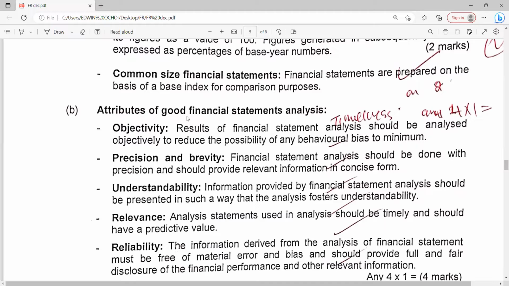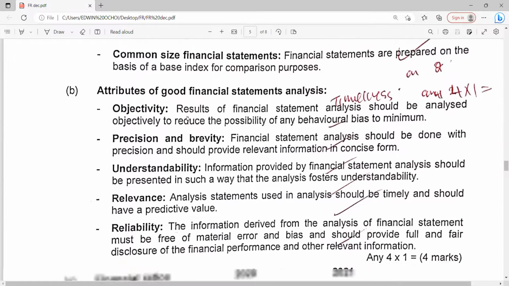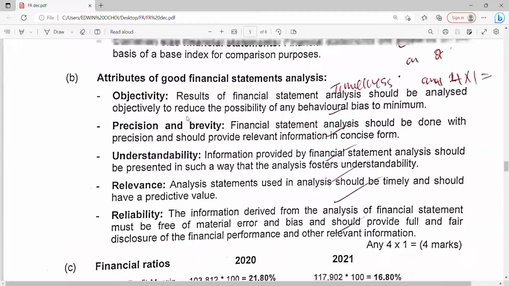Precision, something which must be precise. So financial statement analysis should be done with precision, understandability. So they have to create a meaning. Information provided by a financial statement analysis should be presented in such a way that the analysis fosters understandability. We have relevance. Analysis statements used in analyzing should be timely and should have a predictive value, and there must be reliability.